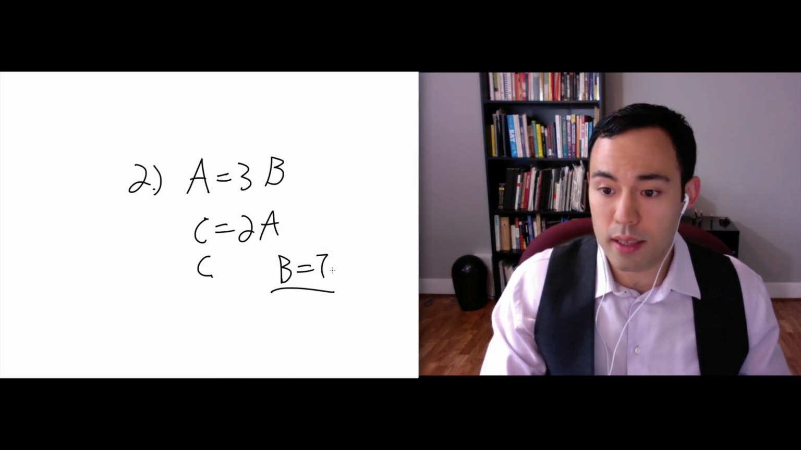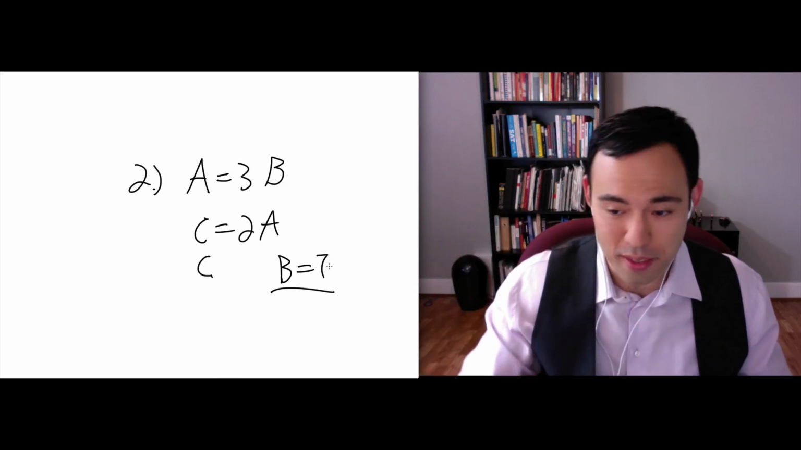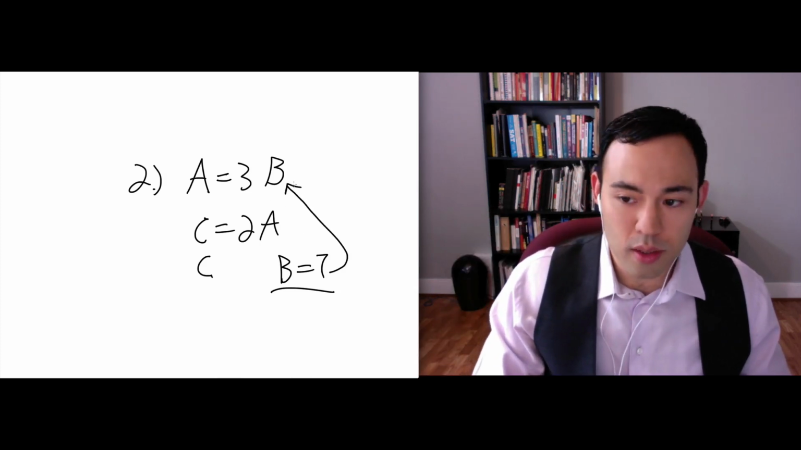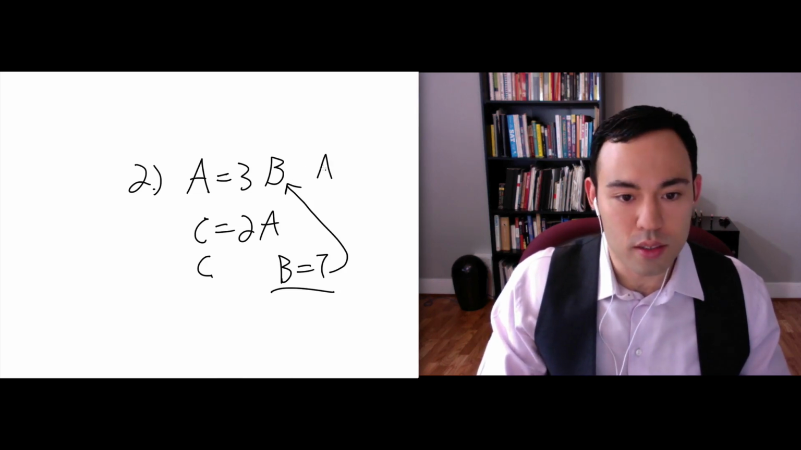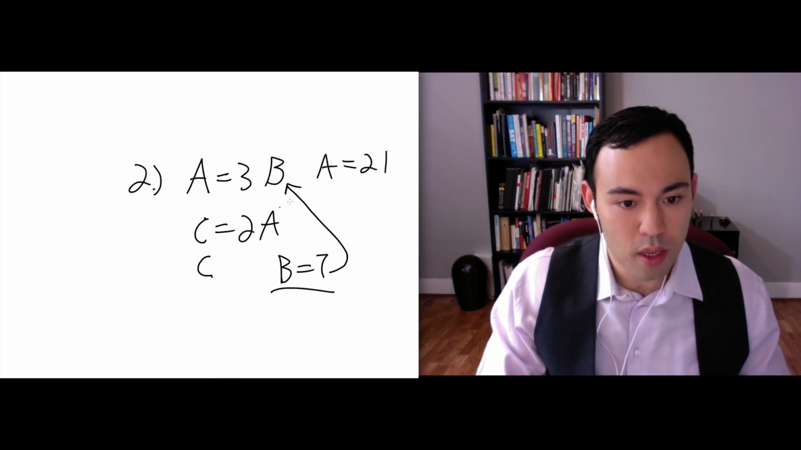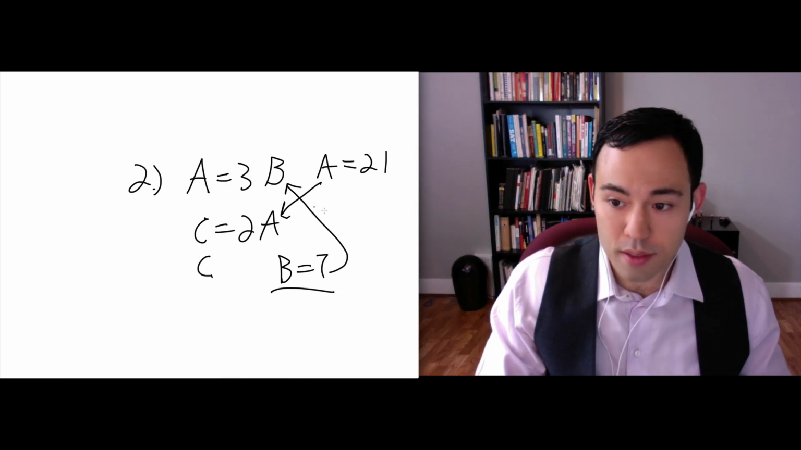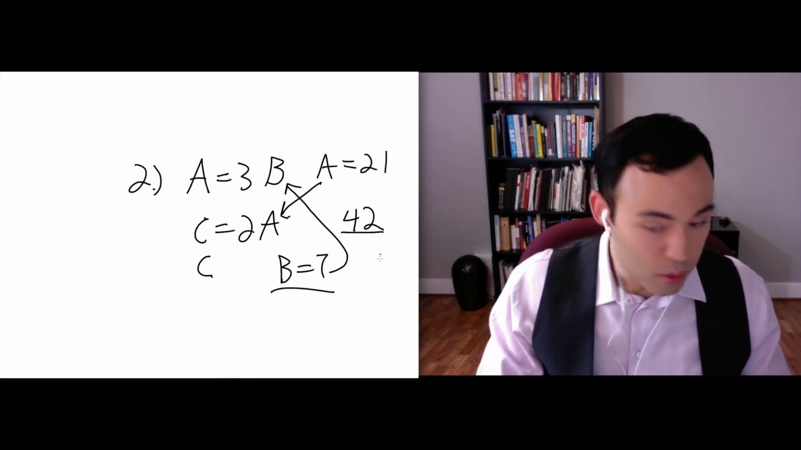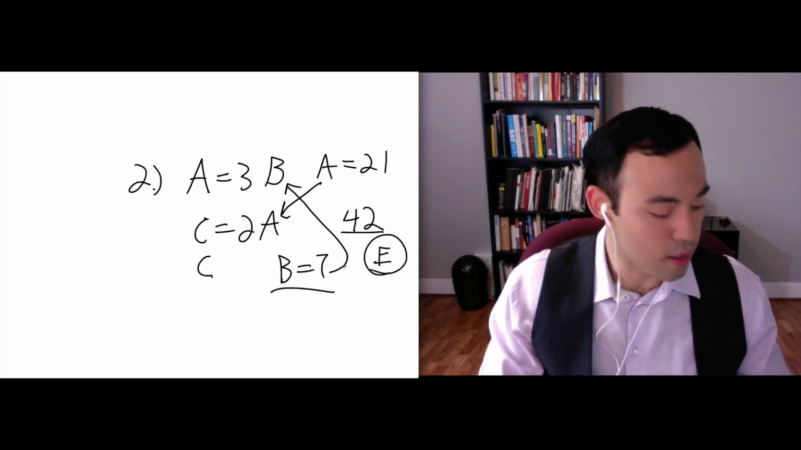Okay, so let's go ahead and take this tipping of the hat that they've done for us. They've given us that little critical piece of information we need to see that A is 21. And once we know that A is 21, we plug that into here. And then 21 times 2 is 42. And there's our answer, which gives us answer choice E.